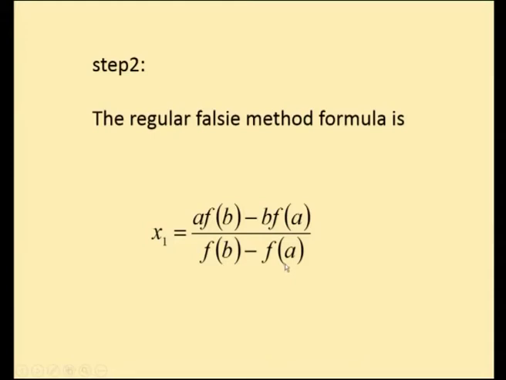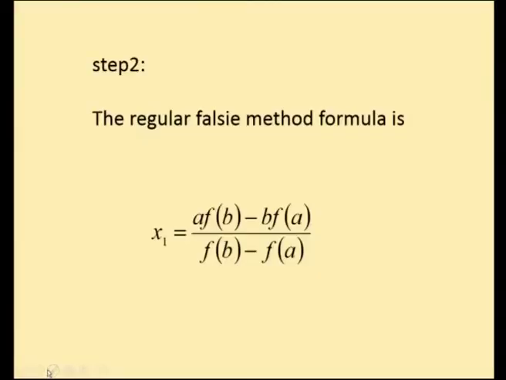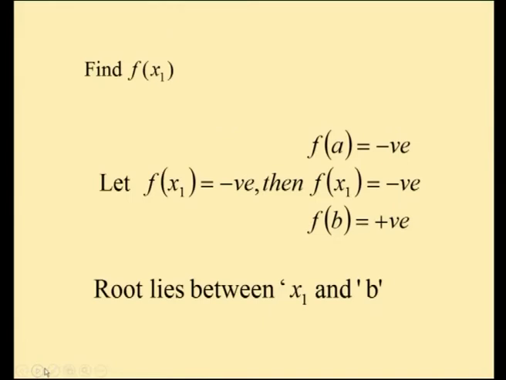The regula-falsi method is applicable only when the condition is satisfied, that is, the modulus of f of x0 into f of x1 is less than 1. So, we find x1 and then we find f of x1. If f of x1 is negative, then write down the three things: f of a is negative, f of x1 is negative, f of b is positive. There is a sign change between the values of x1 and b for f of x, therefore, the root lies between x1 and b.